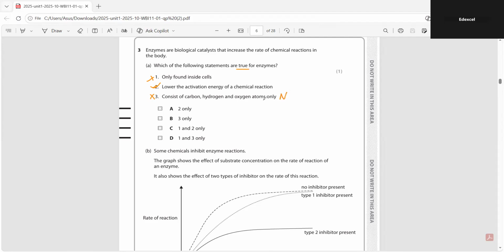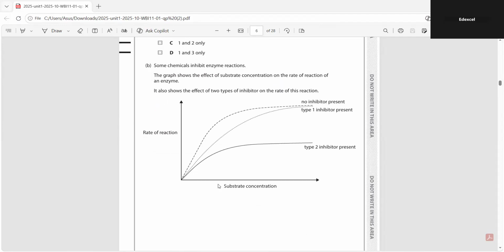Since they have said only, we have to consider it as a wrong statement. Else we can consider it as correct. So for this part, the only option is 2 only, so which is A. So just mark cross in A. So let's go to the second part of the question.